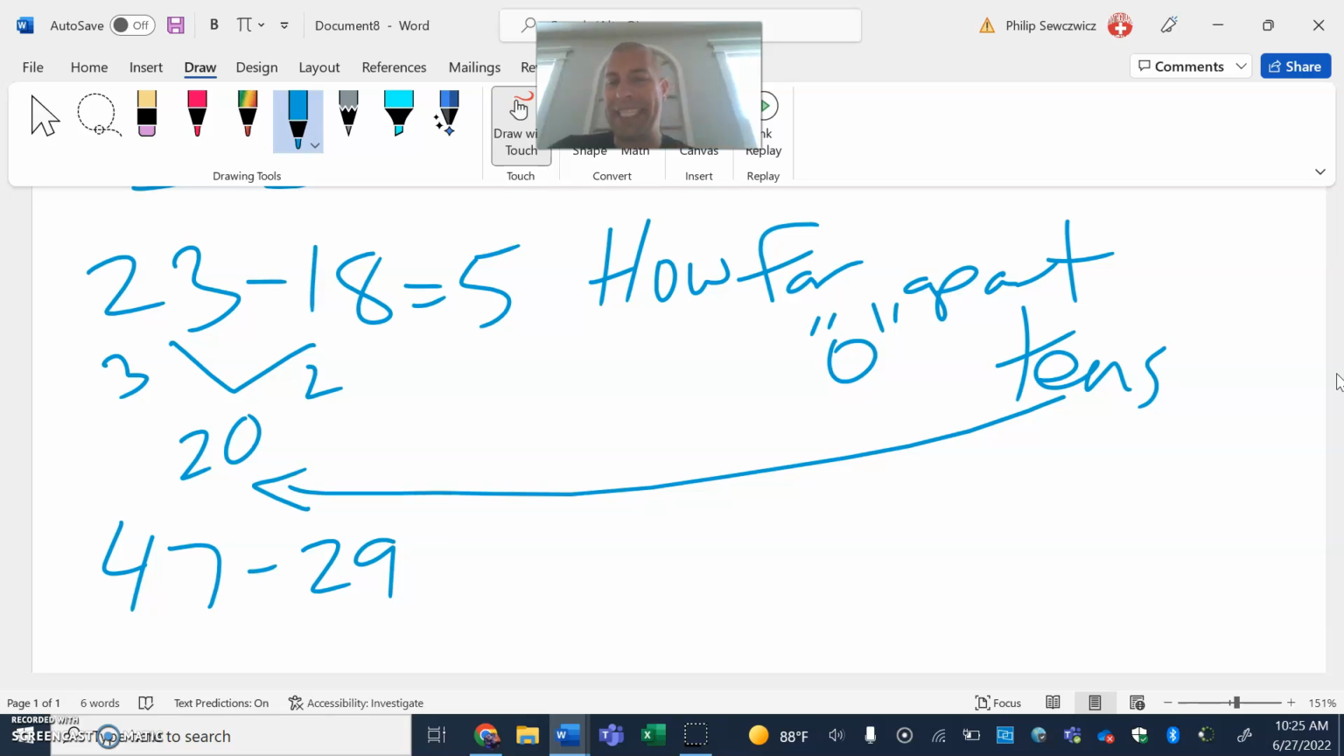So up here with the 18, I didn't tell you that there, but that's what's going on. It's closest to a 20. And that really was the only option. But with the 29, I'm going to use a 30 here, because I just find it's easier to count up than it is to count down. That's my personal preference. If you've got it the other way, hey, by all means, run with it. But how far from 29 to 30? 1. How far from 30 to 47?